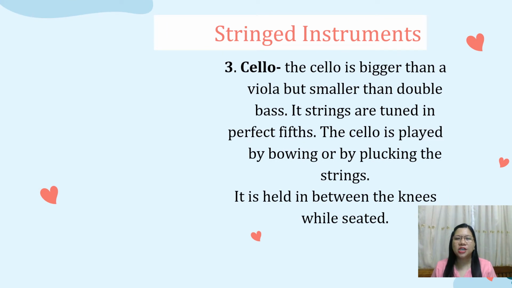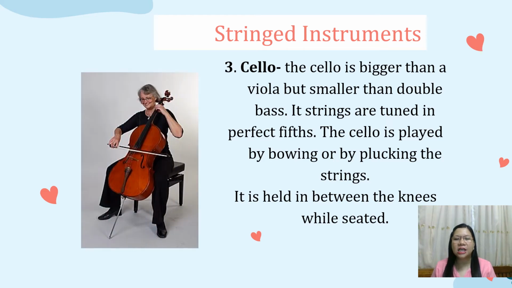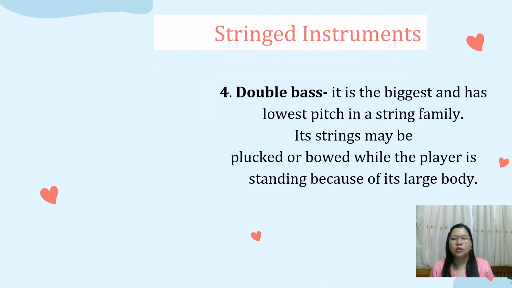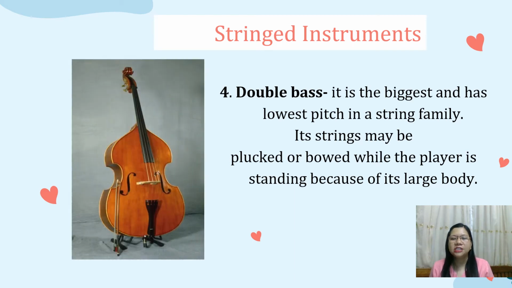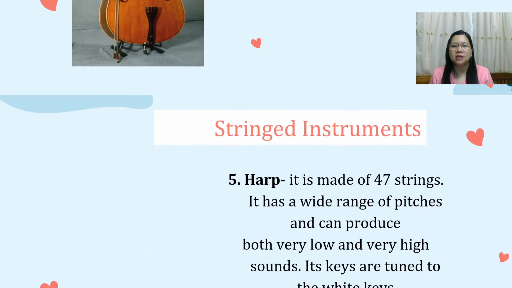Cello. The cello is bigger than a viola but is smaller than the double bass. Its strings are tuned in perfect fifth. The cello is played by bowing or by plucking the strings. It is held in between the knees while seated. Double bass. It is the biggest and has the lowest pitch in the string family. Its strings may be plucked or bowed while the player is standing because of its large body.